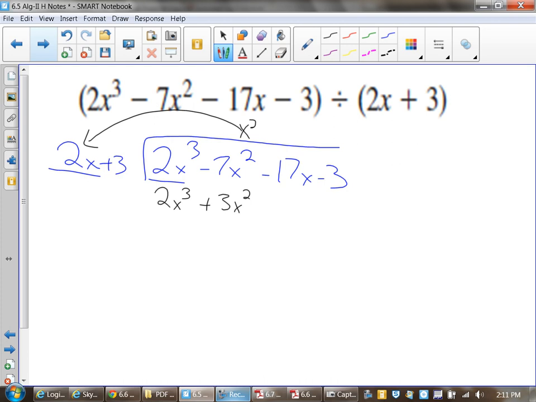And just like you did in long division, you subtract it out. So I subtract these. 2x cubed minus 2x cubed is 0. Negative 7 minus 3 is how much? Negative 10, good. And now I bring down the next term. And I start again with the same question. How do I turn a 2x into a negative 10x squared? Very good. I want to multiply it by a negative 5x.